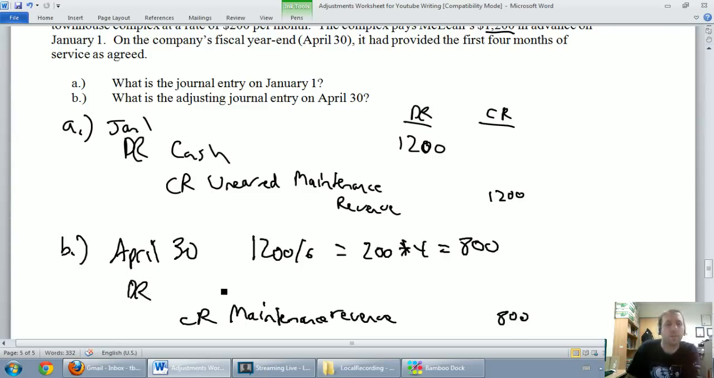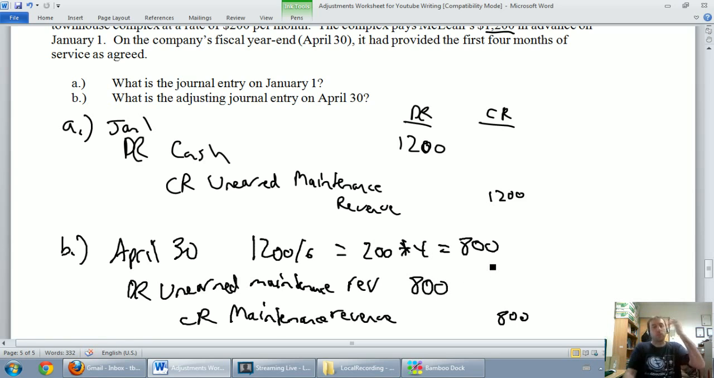My debit is to say this revenue is not unearned anymore. I don't owe them $1,200 worth of work. Whenever I pay off a liability, I debit it to make it go down. Well, in this case, we're paying off a debt by doing service for them. So I'm going to debit unearned maintenance revenue. Sorry, my writing's so bad. I'll just say rev for short. And that's for $800. So debit unearned maintenance revenue, credit the actual maintenance revenue account, and you're all set.